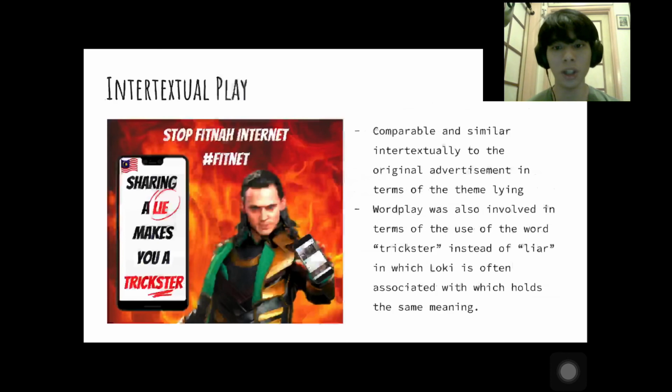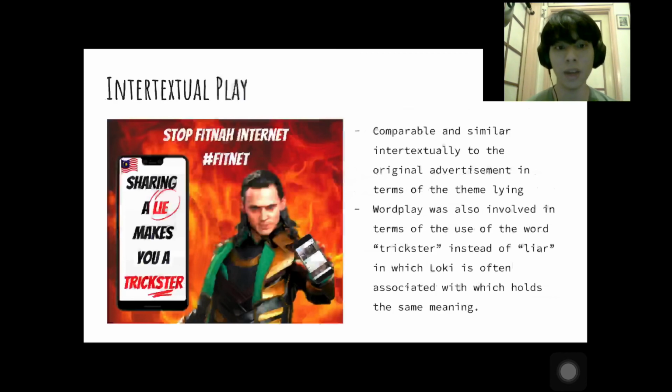Although the Loki that is presented in the remade advertisement above depicts the Loki of the Marvel Universe, of the popular American media franchise, it still plays the same role as the original Nordic god. People who are familiar with Loki know that Loki is often associated with lies, deceit, and the act of tricking someone.